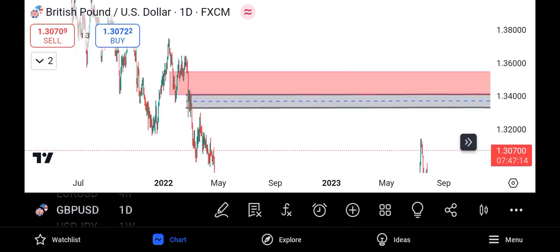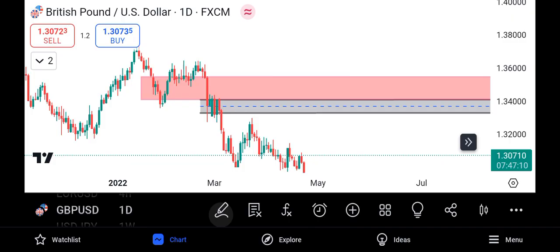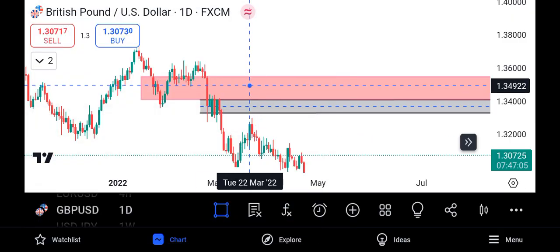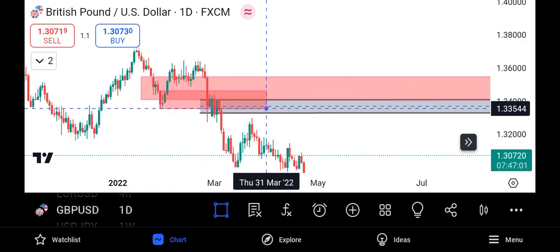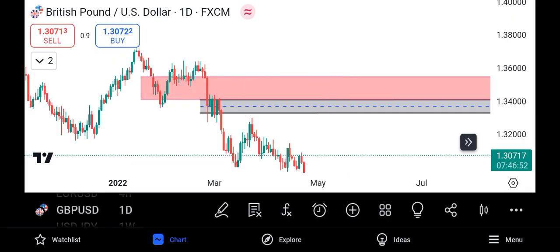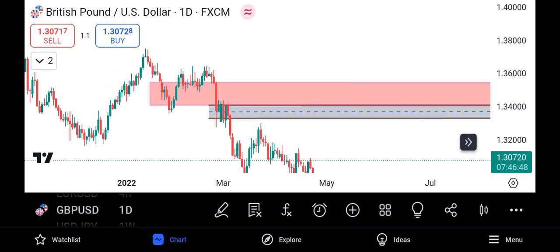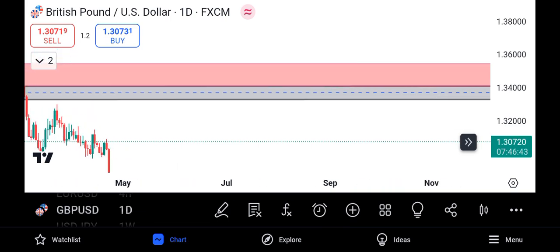You can see that mitigation block right here, and it confluences with that implied fair value gap. To show you, this is a very powerful institutional reference point. I noticed that the market came here and gave us a failure swing, and that is where the market has traded into.